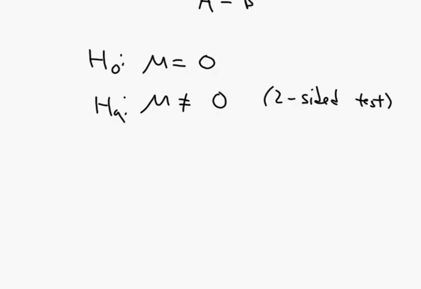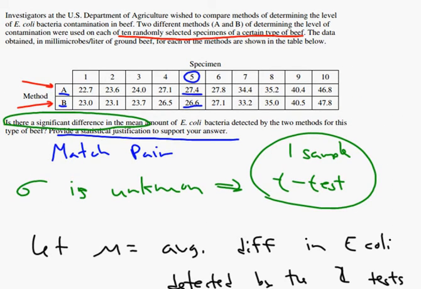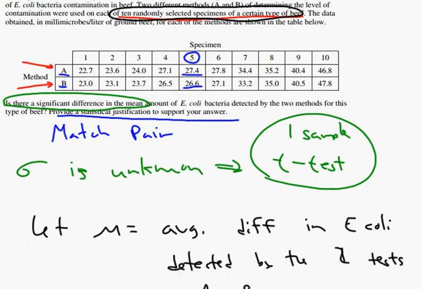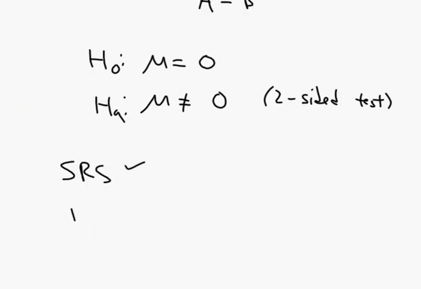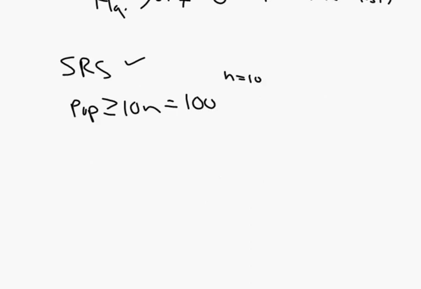So now, with any test, you need to write down your assumptions. First, we should have had an SRS, and they did say that. If we go back up here in the language, 10 randomly selected specimens of a certain type of beef. So that takes care of the SRS part. You want the population to be greater than 10 times your sample size, or in our case, that would be 100, because n is equal to 10. And certainly, there are more than 100 specimens of beef that could be out there to be subjected to E. coli. We call that the test for independence.